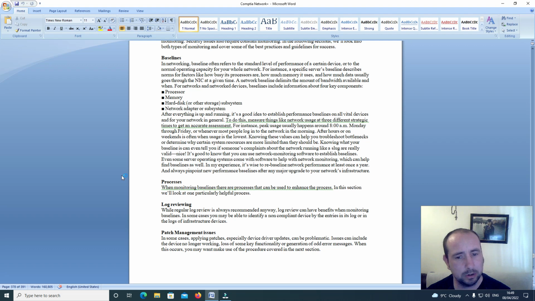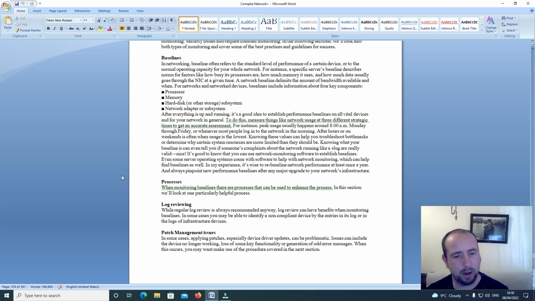Knowing these values can help you troubleshoot bottlenecks or determine why certain system resources are more limited than they should be. Knowing what your baseline is can even tell you if someone's complaints about the network running like a slug are really valid. You can use network monitoring software to establish baselines. Even some server operating systems come with software to help with network monitoring, which can help find baselines as well. In my experience, it's wise to re-baseline network performance at least once a year and always pinpoint new performance baselines after any major network upgrade to your network's infrastructure.